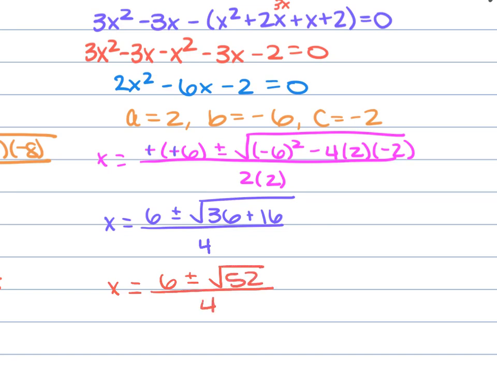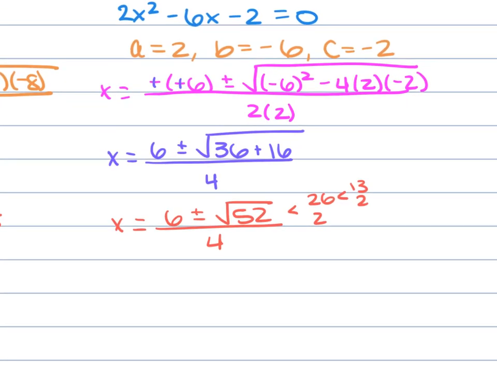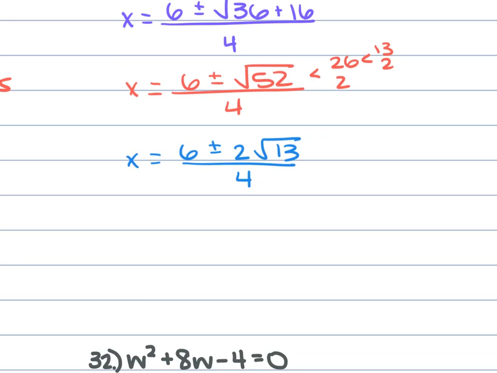That square root of 52, you can do 2 and 26. The 26 is 2 and 13. So this is going to simplify to be x is equal to 6 plus or minus 2 square root 13 all over 4. You can divide all the 6, the 4, and the 2 by 2 to get x is equal to 3 plus or minus the square root of 13 over 2.